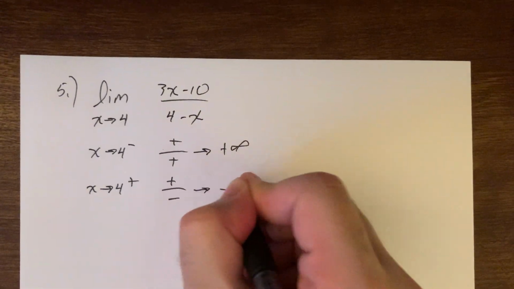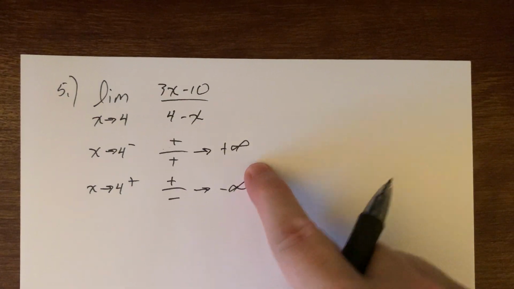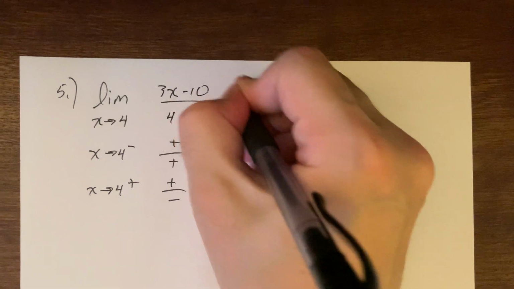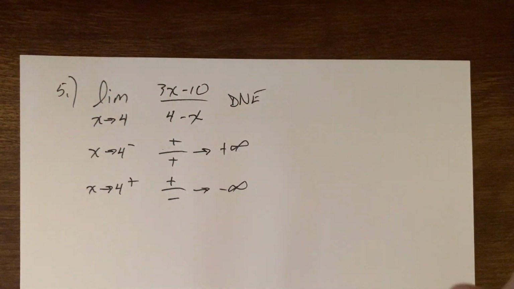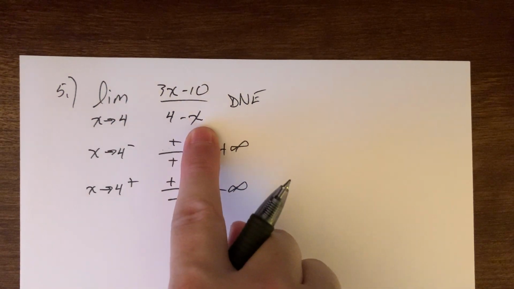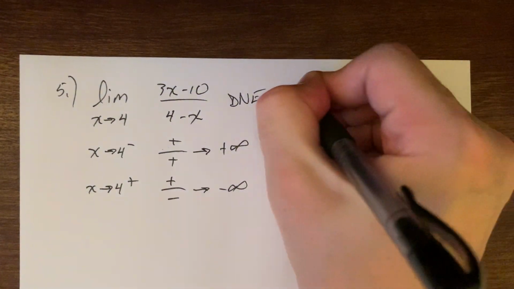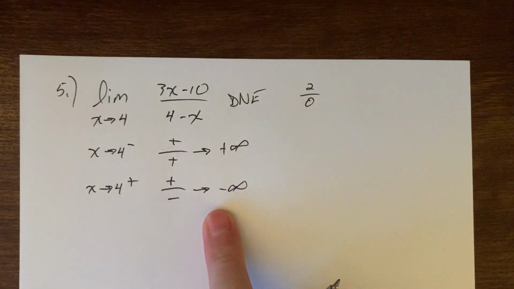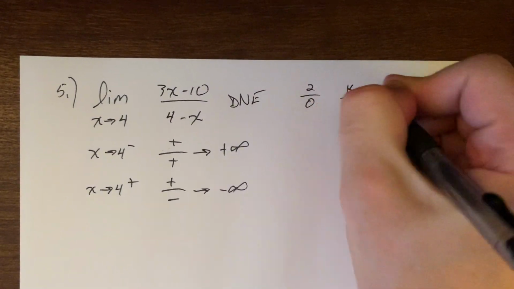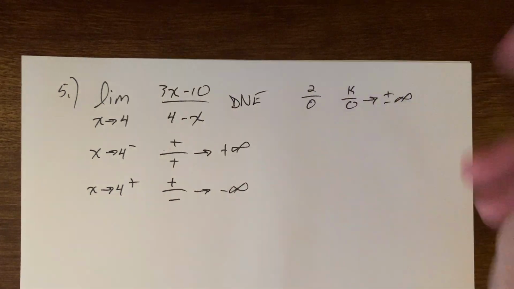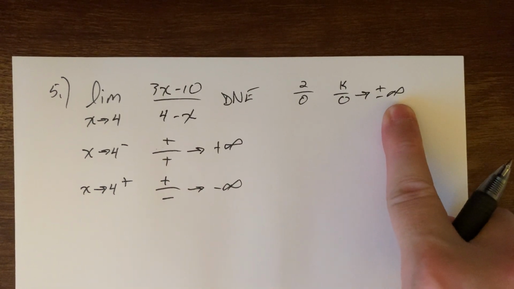So from the right, we get negative infinity. And now ultimately, this limit does not exist. We knew right off the bat. I plugged this in, and right off the bat, I got 2 over 0. I'm so sorry I jumped into this. I really should have started pointing that out right off the bat so that I knew I had a k over 0. I knew I was shooting off to one of the infinities.